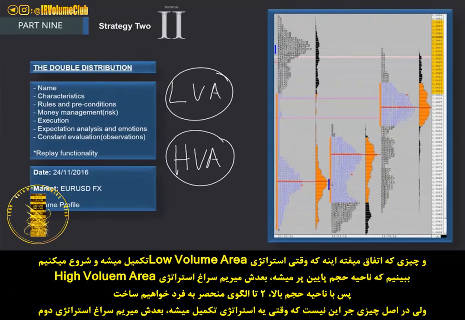All that occurs is when the low volume area strategy is complete and we start to see the low volume area fill out, we then revert to our high volume area trade strategy. So we're going to be developing two unique patterns with the high volume area, but in essence this is nothing more than when the one strategy is complete, we can then move to the second strategy.